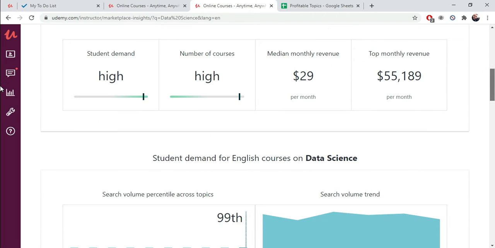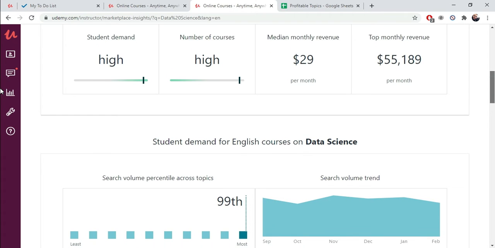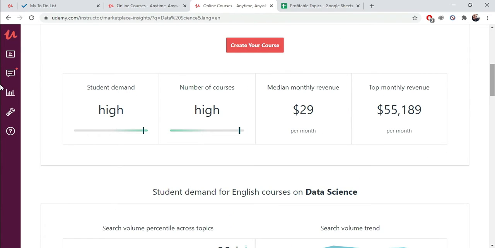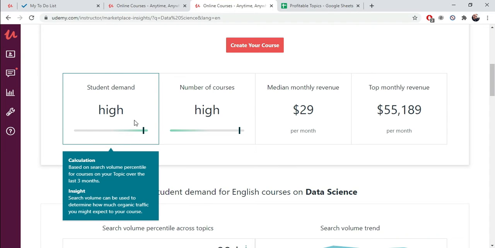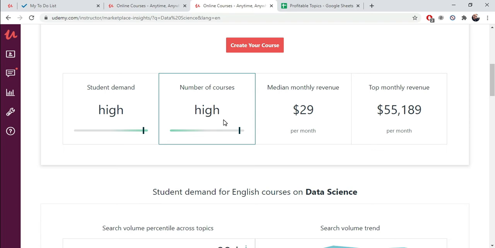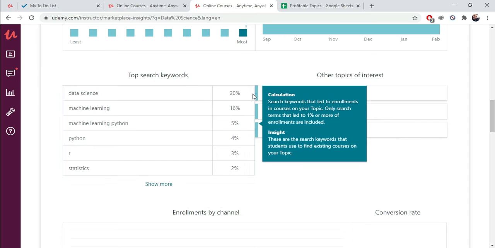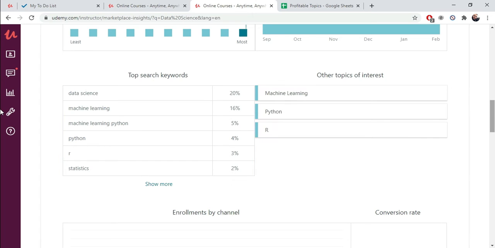If you know anything about data science, I encourage you to follow the advice outlined in this course and put together a course, and I promise you, you're going to make a lot of profits from your online course if you follow what I teach in this course. Okay, so like I said, it has a lot of demand, and it's also very competitive. The number of courses is really high. Okay, data science is the most searched for keyword, obviously.